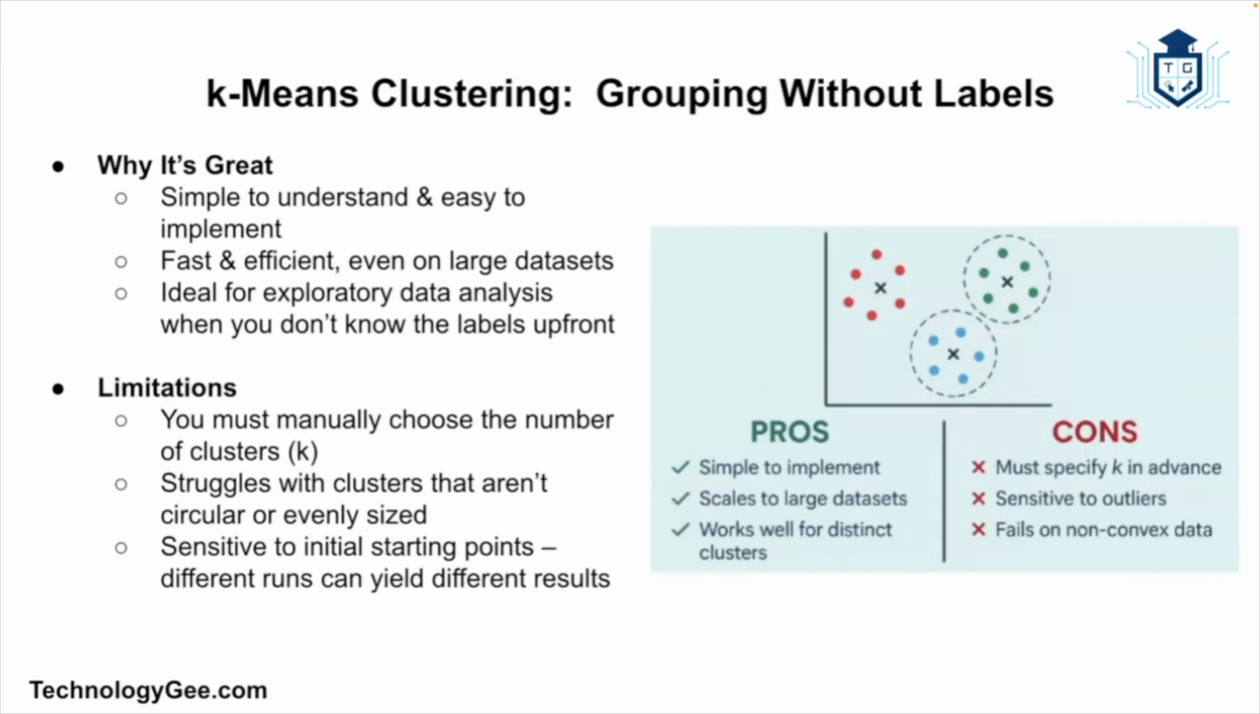Now, exactly why is this great? Well, it's easy to understand and implement, it's fast and scalable, and it's great for exploratory analysis. Its limitations are, well, you have to choose the k manually. It's not great for irregular cluster shapes, and it is sensitive to initial starting points.